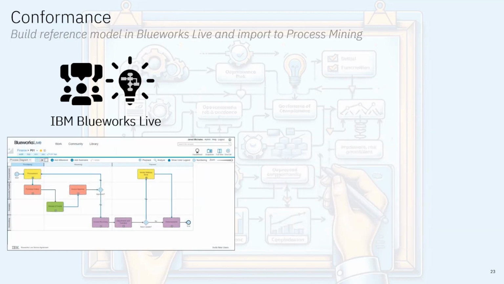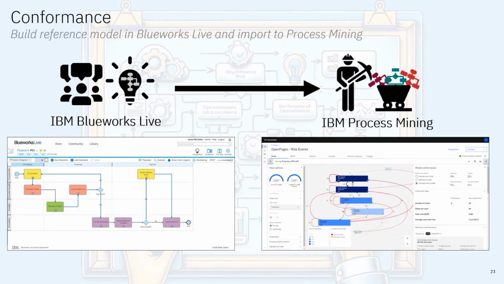And then conformance, right? We've modeled something in Blueworks. How do I know that it's actually running the right way? So I'm pulling, again, this is kind of the 3 legs of the stool. Now we're talking about going from Blueworks, importing that process map into Process Mining to overlay with the information that we've captured from OpenPages and understand where the difference is and why there are differences, and are they going to be important differences or not.